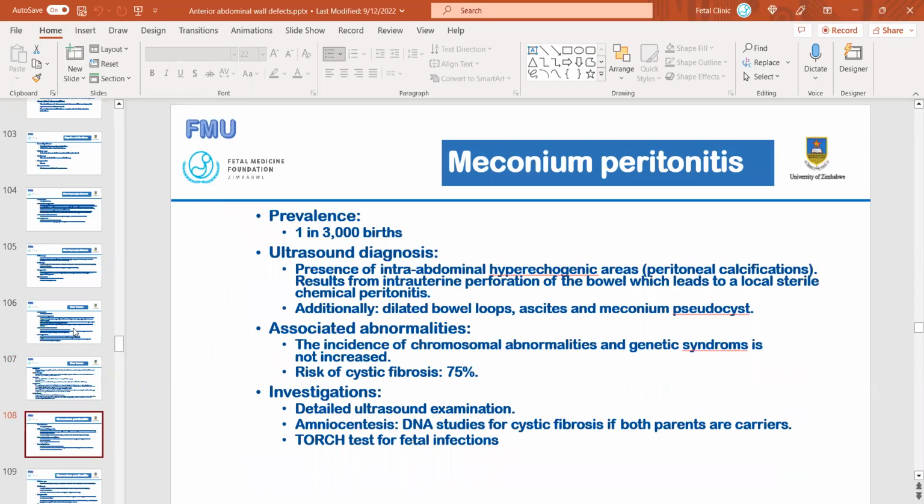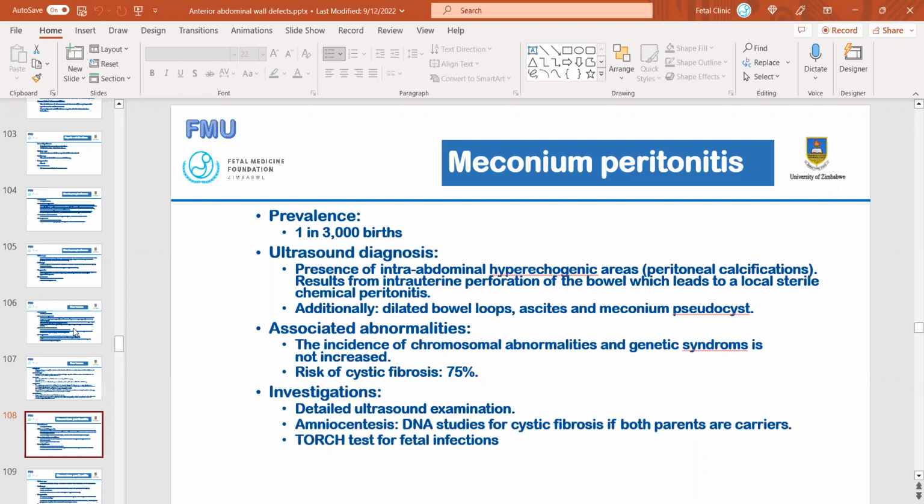Meconium peritonitis occurs in about 1 in 3,000. I think I'm about to finish. This is the presence of intra-abdominal highly echogenic areas, which are peritoneal calcifications, resulting from intrauterine perforation of the bowel, which leads to a local sterile chemical peritonitis. We'll see additionally dilated loops of bowel, ascites, and the meconium pseudocyst.